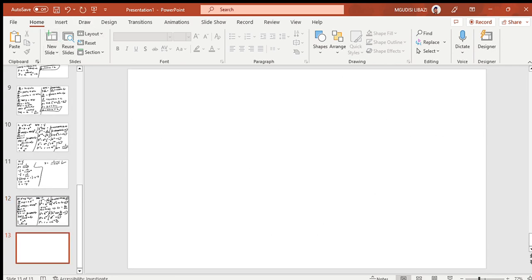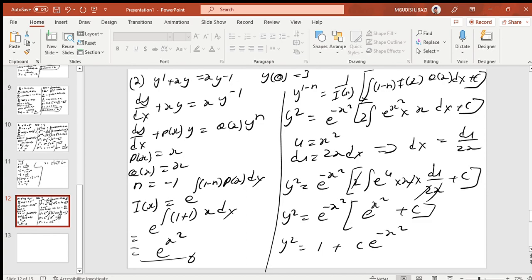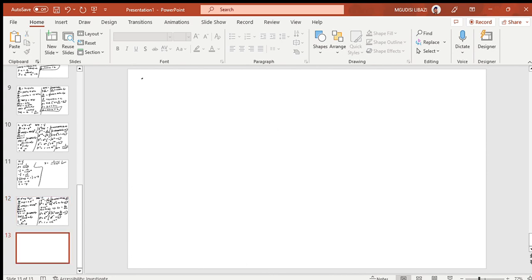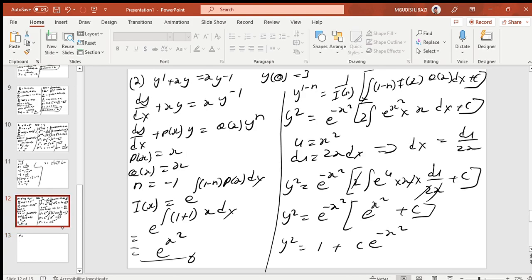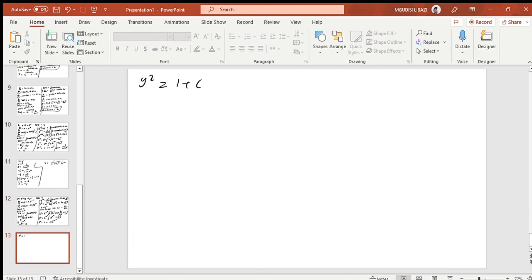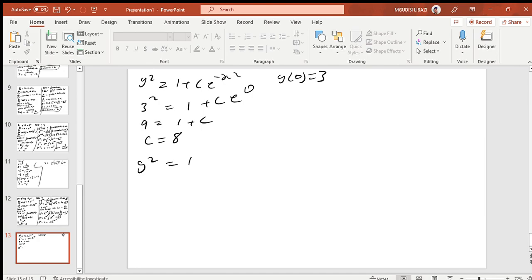So substituting the values that were given, y(0) = 3, we have y squared equal to 1 plus c e raised to negative x squared, and then we're given y(0) = 3. Then that means we have 3 squared equal to 1 plus c e raised to 0. So that means we have 9 = 1 + c, and then our c should be 8. That means we have y squared equal to 1 plus 8 e raised to negative x squared.